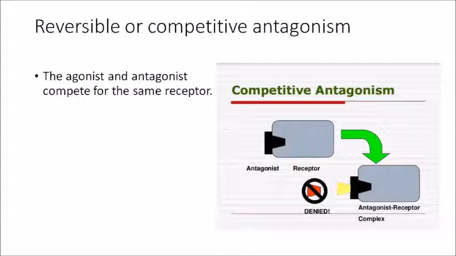When an antagonist binds to the receptor site, an antagonist receptor complex is formed, as you can see, and when the agonist approaches the receptor site, its binding is denied. This is reversible or competitive antagonism.